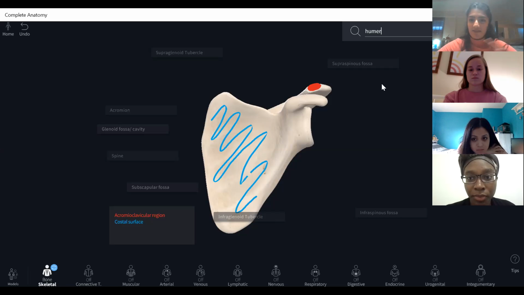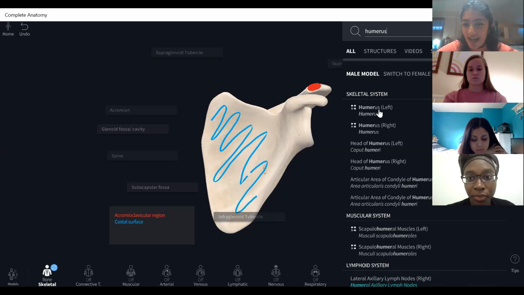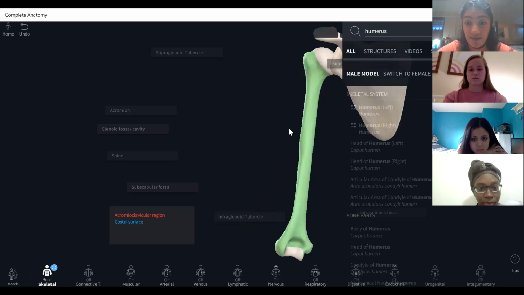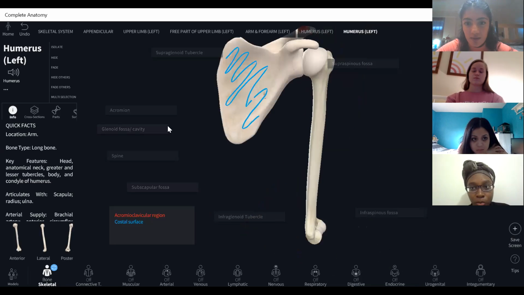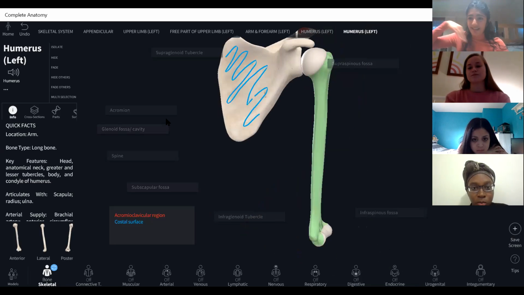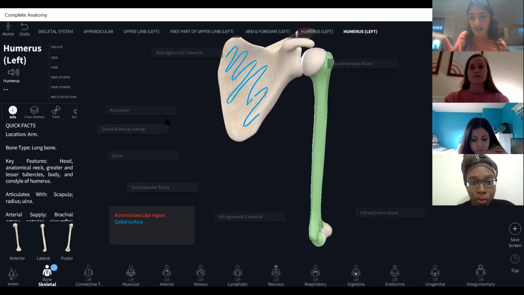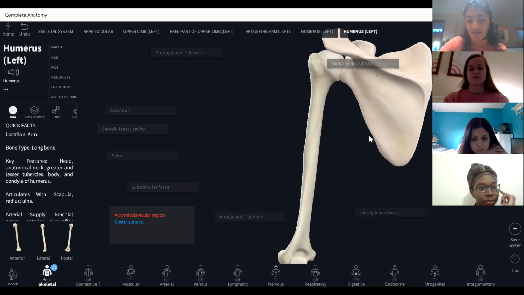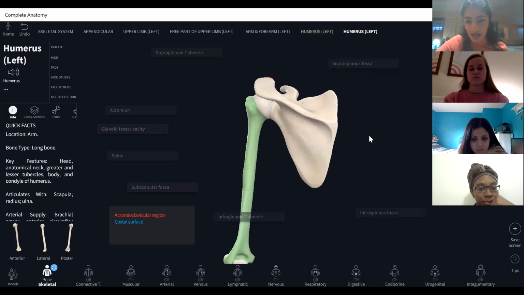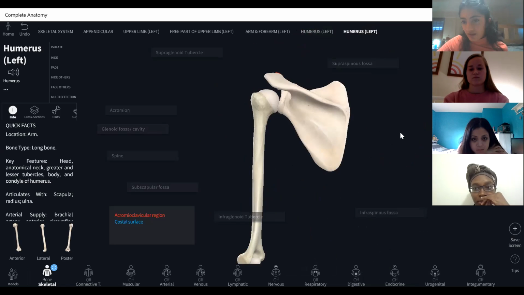I want to show you how you can use Complete Anatomy for studying and verifying your answers. So here we added the humerus, and we know that the humerus doesn't land on the medial side of our body, right? It's on the lateral side. So if this is the front and this is the humerus, which is on the lateral side, then this has to be the left scapula. And another way to look at that, if this is not making sense, is this is the back view, and there would be another scapula right here.